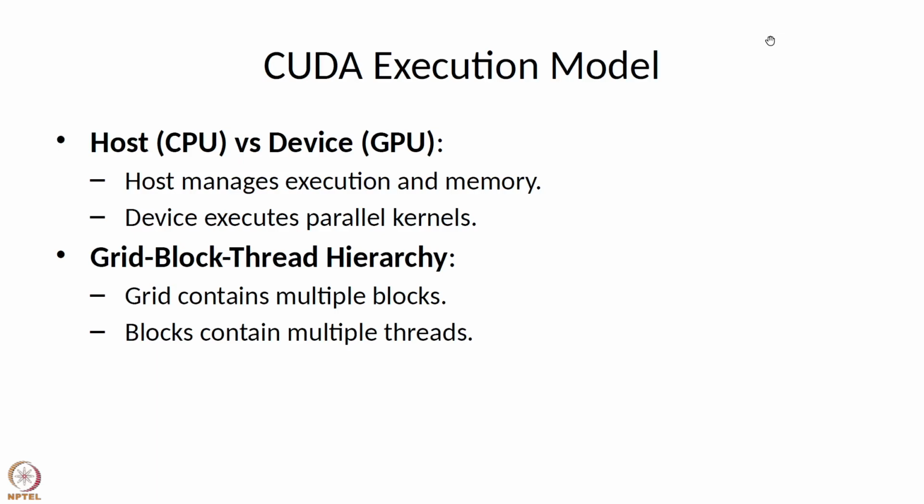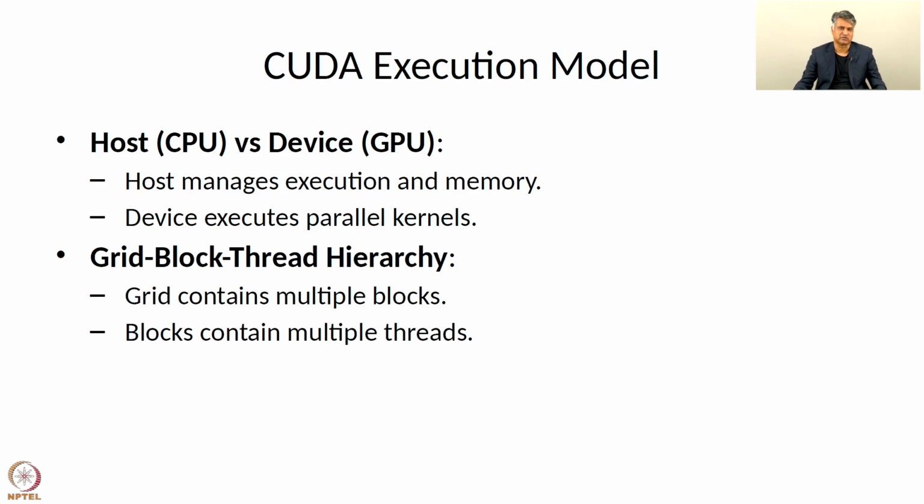So what is the CUDA execution model? We have to understand that there are two concepts here. You have the host, which is the CPU, a normal compute processor, and you have a specialized device called a GPU, the graphics processing unit. The host manages the execution and the main memory. The device executes parallel kernels, or parts of the program which can be effectively parallelized. You have a grid, block, and thread hierarchy.